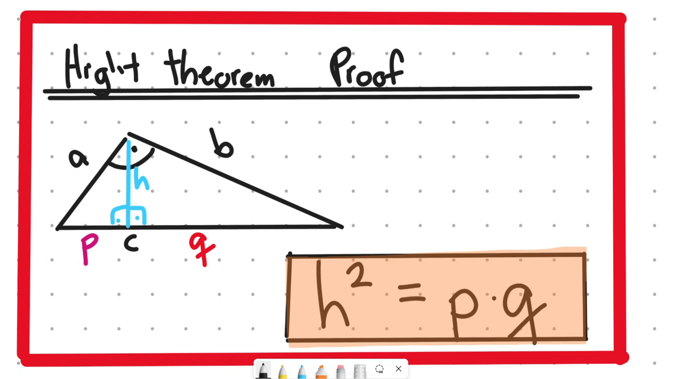In this video, I will talk about the Height Theorem proof, which states that the h, you see the h on the inner side of the triangle, the h squared is equal to p times q, where the whole triangle is a right triangle. So in this video, we're going to talk about the derivation and the proof of this one using a different type of field in mathematics.